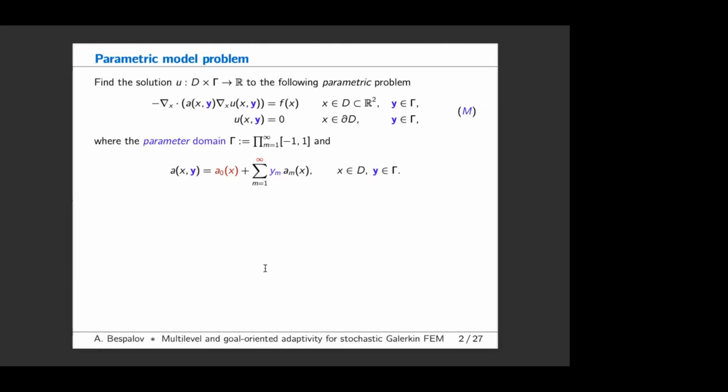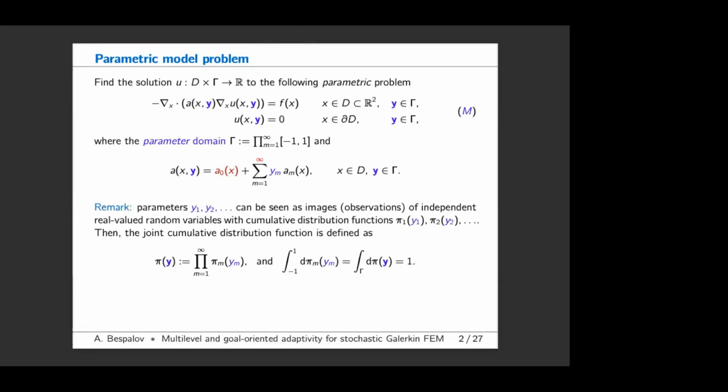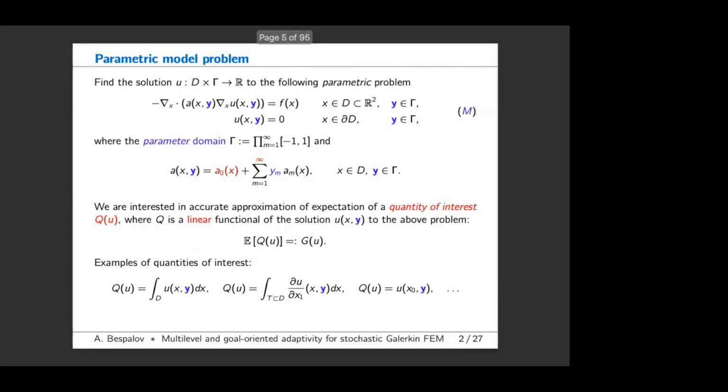And this class of problem is when the parametric diffusion coefficient has an affine representation. So the point here is that the number of random variables or parameters in this representation of the coefficient is countably infinite. So this infinity here. The parameters can be seen as parameters, but they can also be seen as images of independent real-valued random variables with cumulative distribution functions pi_i for each of the parameters, and we have a joint cumulative distribution function pi of y. So this is kind of standard.